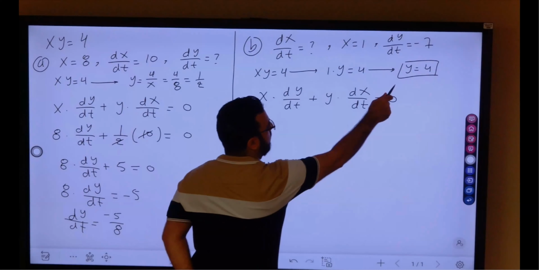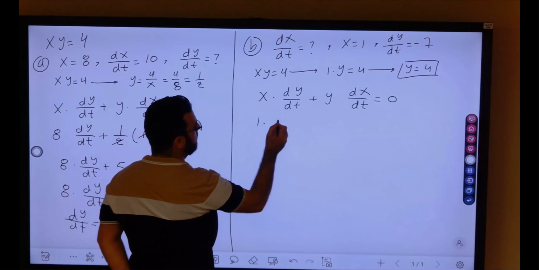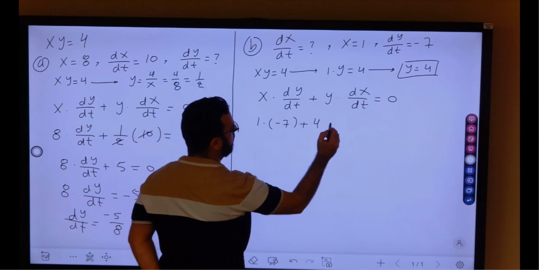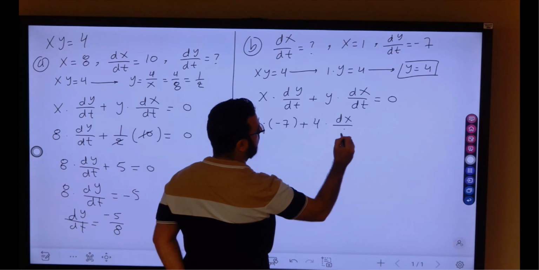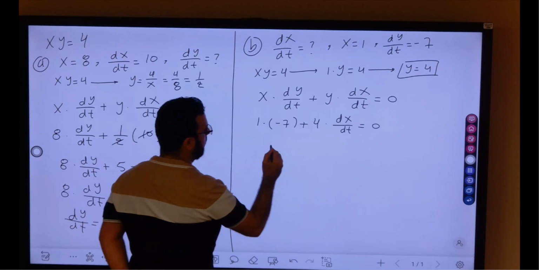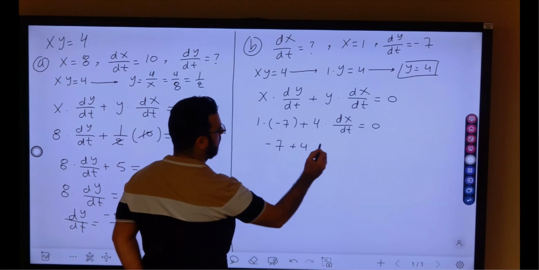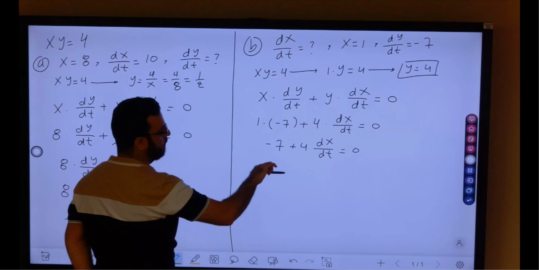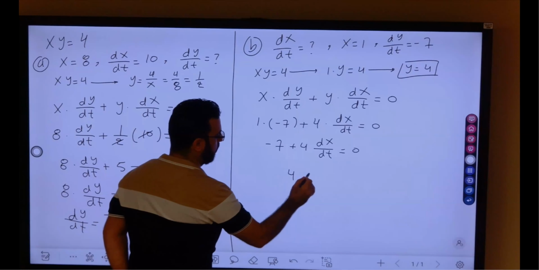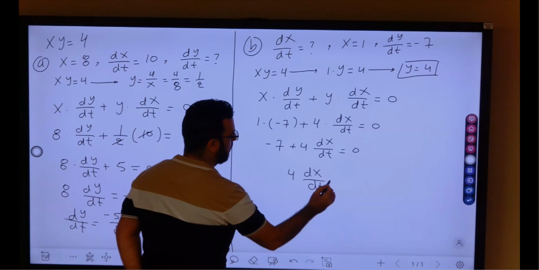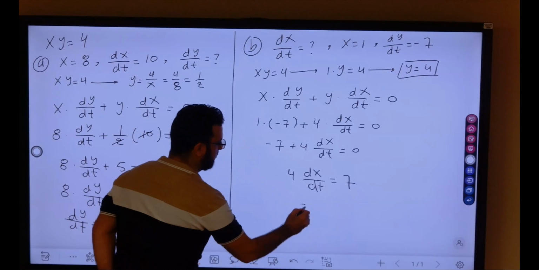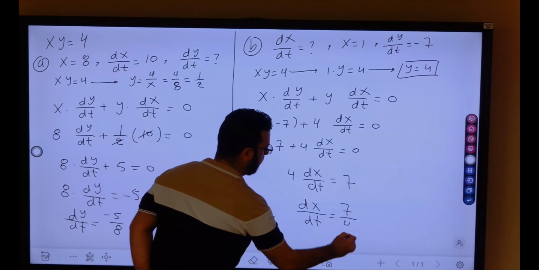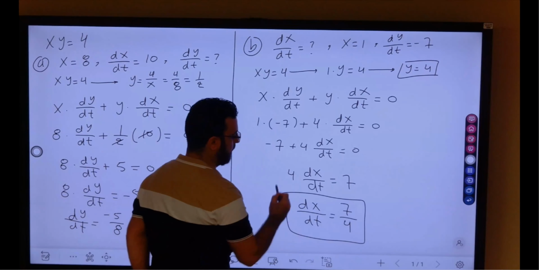Go ahead and plug in. x is 1 times dy over dt, which is -7, plus y is 4 times dx over dt equals 0. This is negative 7 plus 4 dx over dt equals 0. Move the 7 to the other side. So 4 dx over dt equals 7. That means dx over dt equals 7 over 4. That's it.